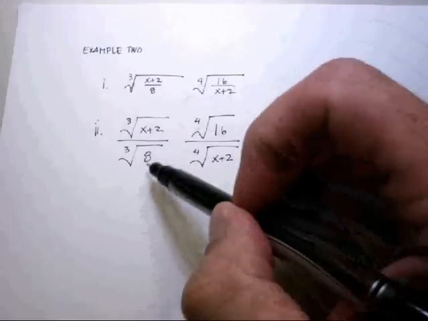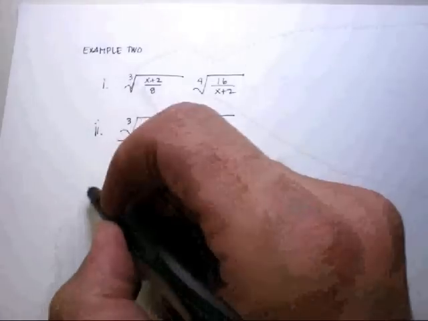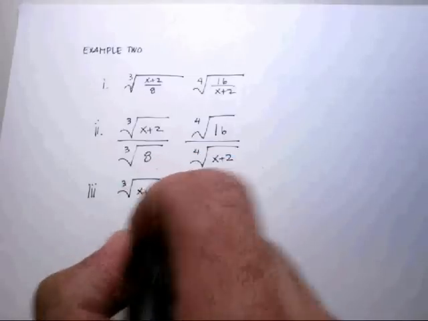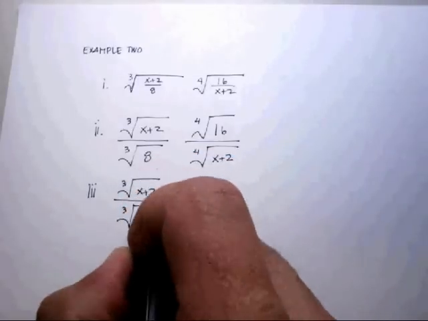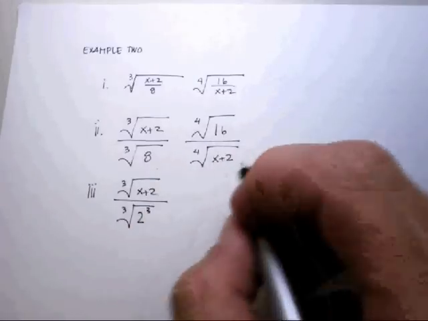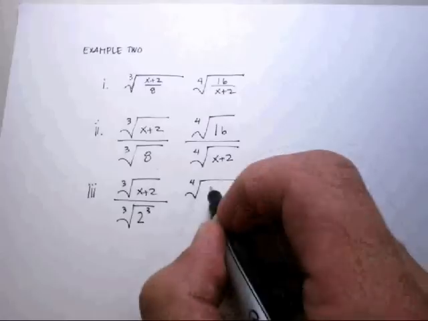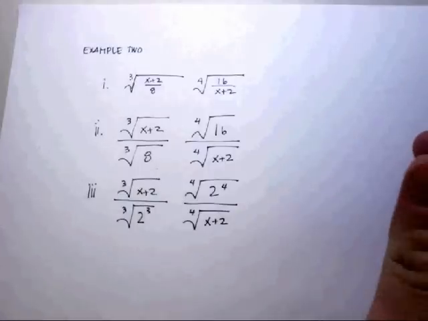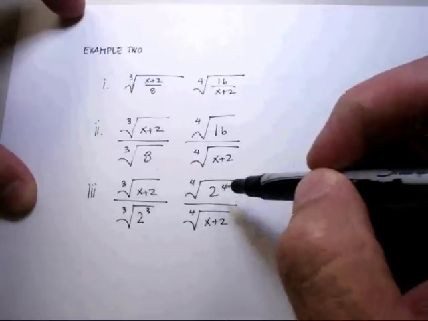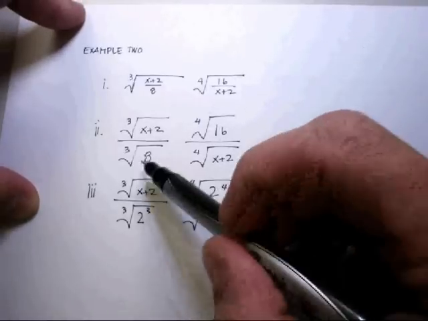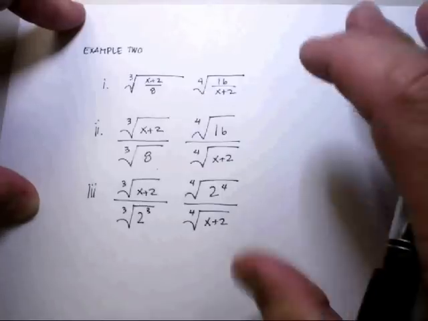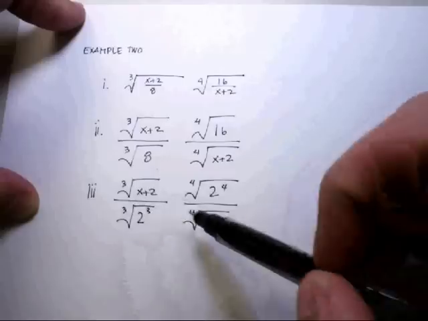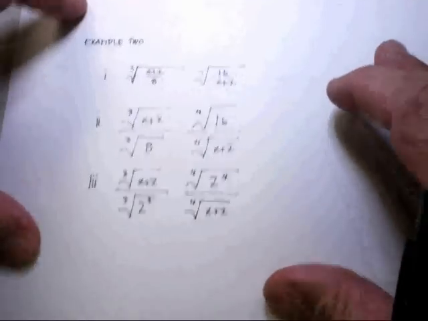The reason I'm doing that is because I'm now going to take the 8 and the 16 and rewrite them as exponents. So again, taking one thing at a time, I'm going to say the cube root of x plus 2 over the cube root of 2 cubed. With this part up here, the fourth root of 2 to the fourth over the fourth root of x plus 2. I did that because I'm going to change my radical notation to exponential notation. I noticed that the 8 and the 16 could be written as 2 to some exponent, and they turned out to be a perfect match with my index, or indices, plural.